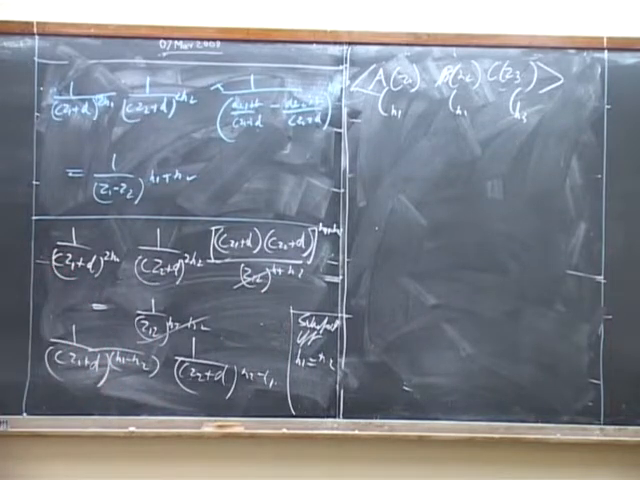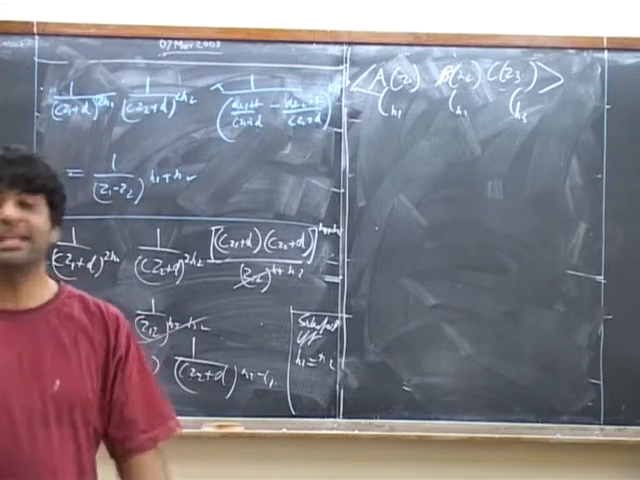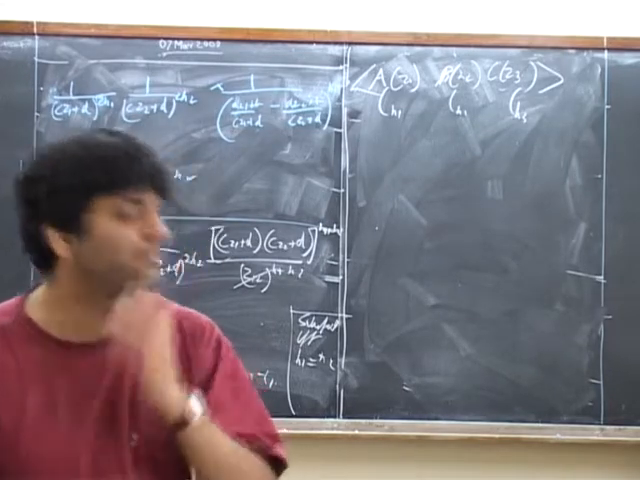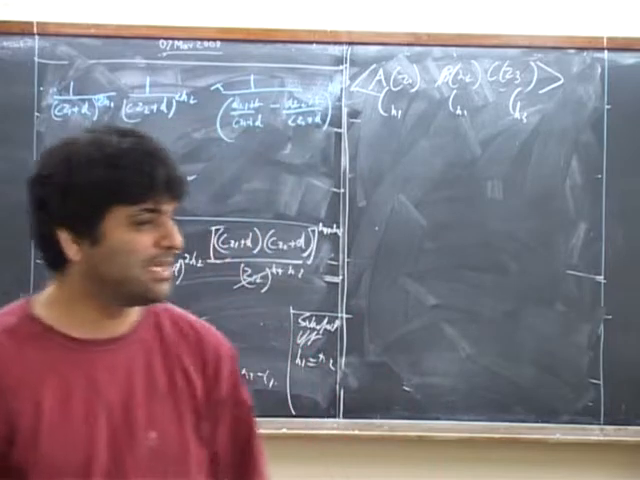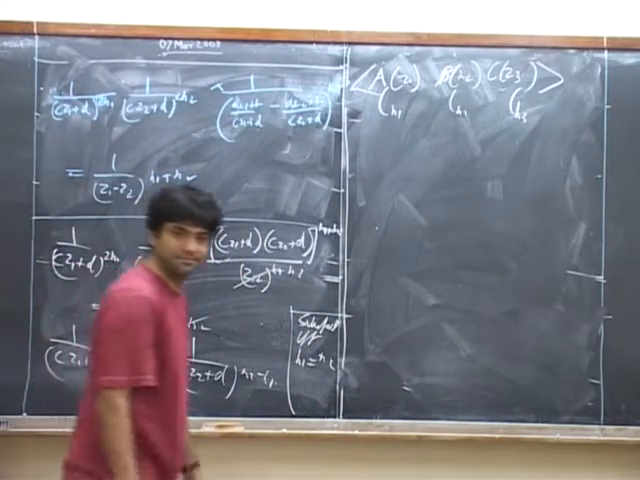Now first I want to convince you that the z1, z2, z3 dependence of the three-point function must be completely determined just by conformal invariance. Why is that? Can somebody give me an answer? Can somebody give me a reason?